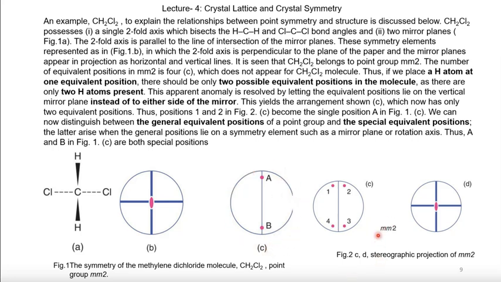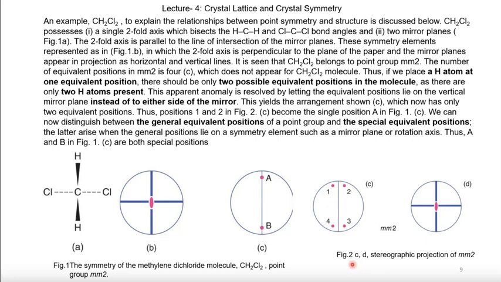You see, here we are talking about mm2, and you can see these equivalent positions are not on any of the symmetry elements. Therefore, we have 4 equivalent positions. As soon as the equivalent position is on a symmetry element, the 4 reduces.